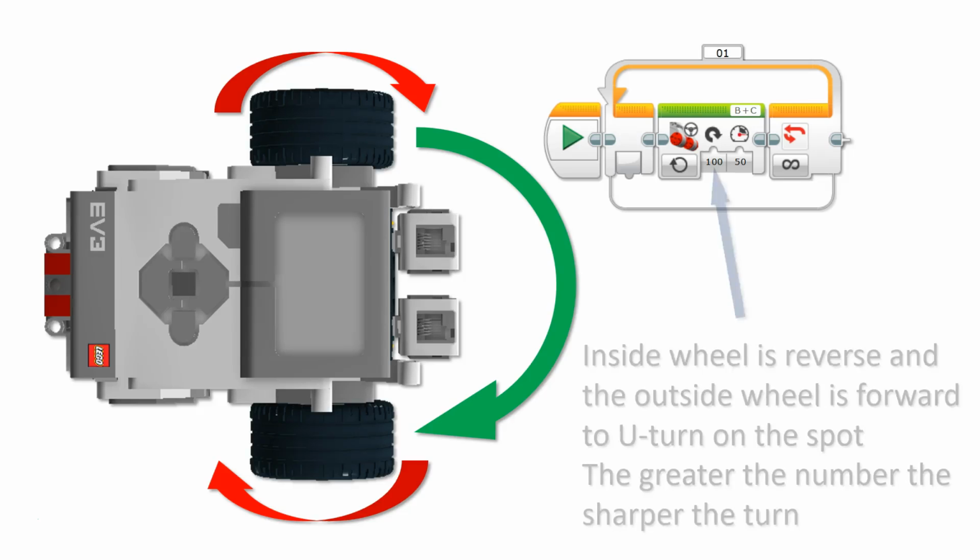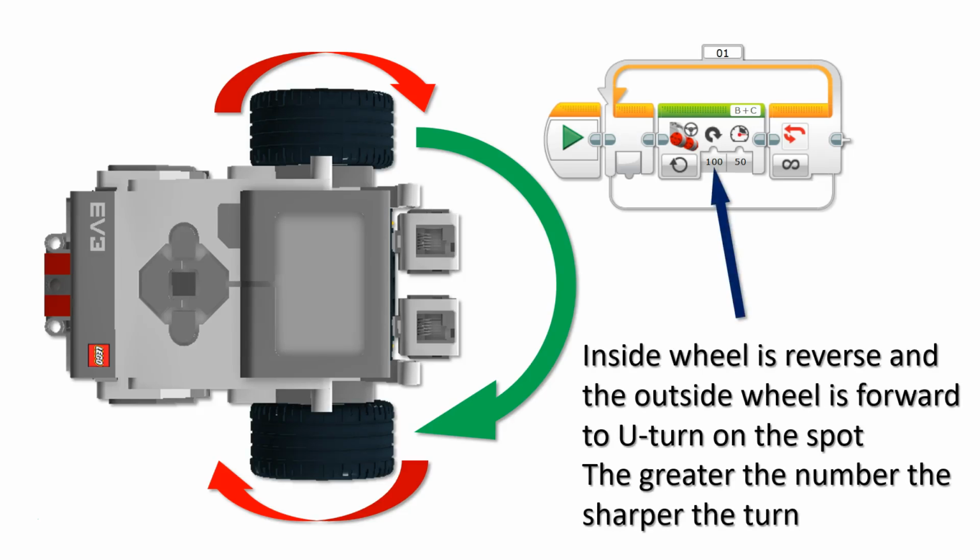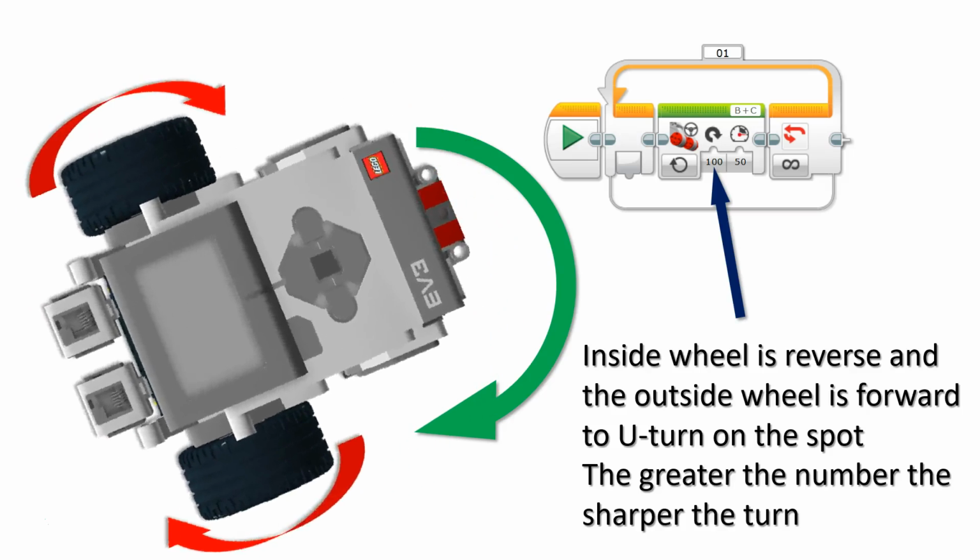When the turn variable is closer to 100 or 100%, then the inside wheel will turn backwards and the outside wheel will continue to turn forwards, causing the robot to do a U-turn and pivot on the spot, like so.